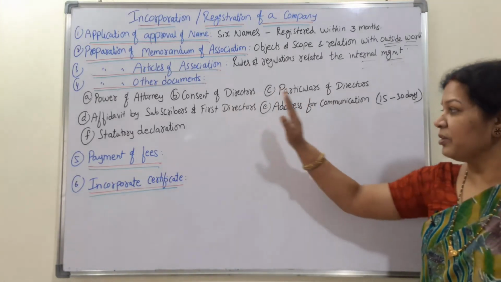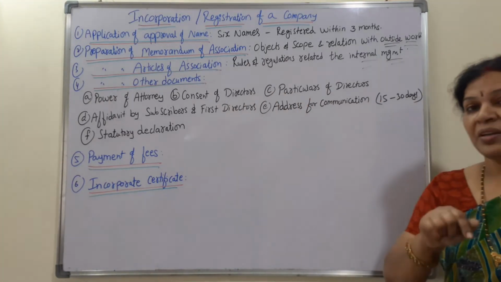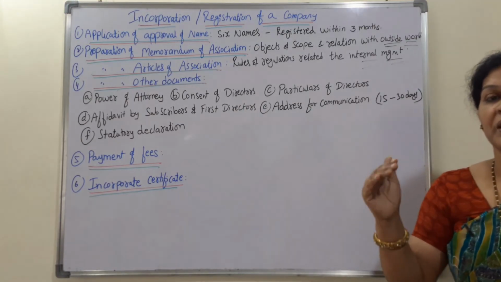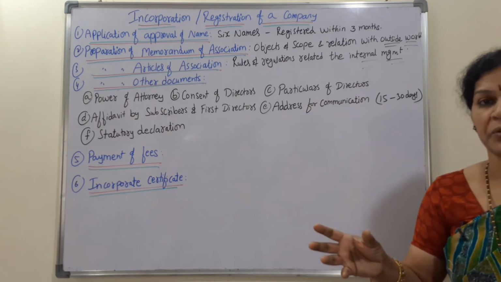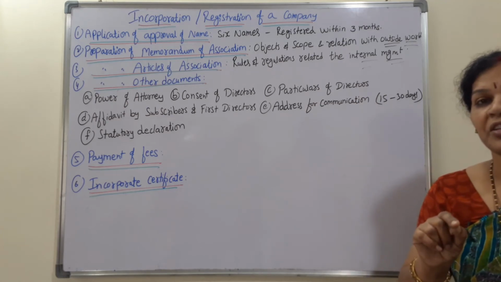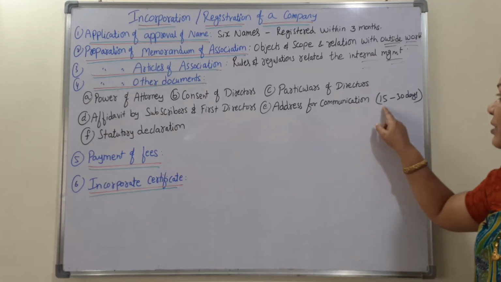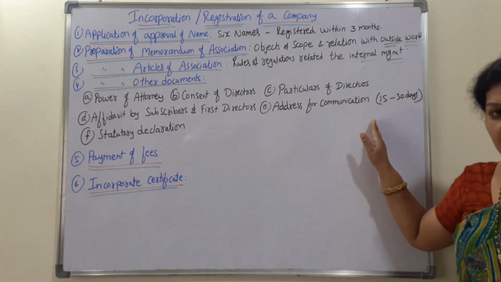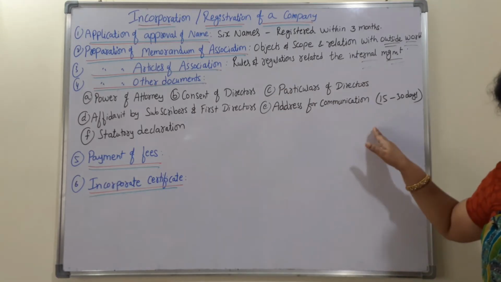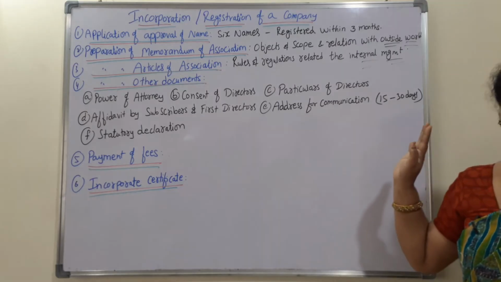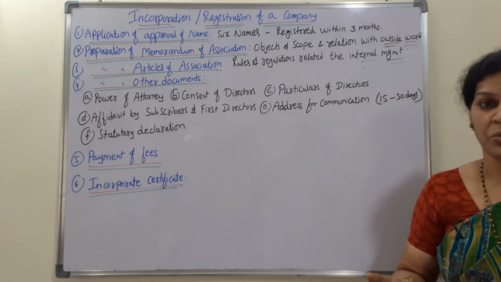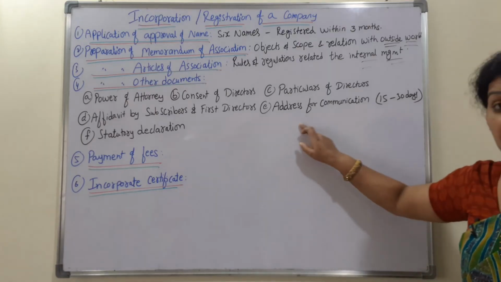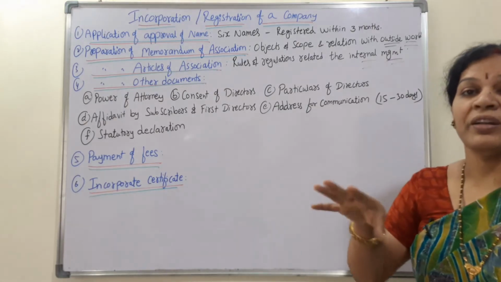Then after this document, address for communication. Not only the directors, the company address must be clearly mentioned, so that in future communication it will be very easy. And this address for communication should be given within 15 to 30 days after allotment of the name, after 15 days, within 30 days. They have to mention this. If they don't, it has to be cancelled and they have to proceed with everything once again. So between this period they have to mention the address of the company for communication.